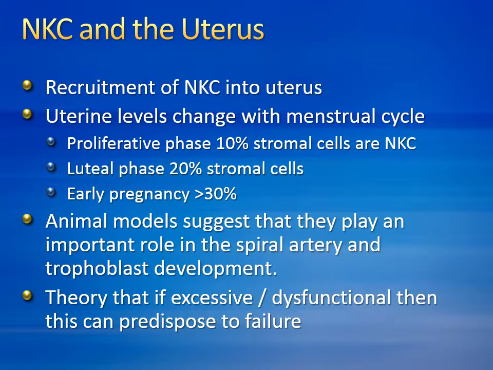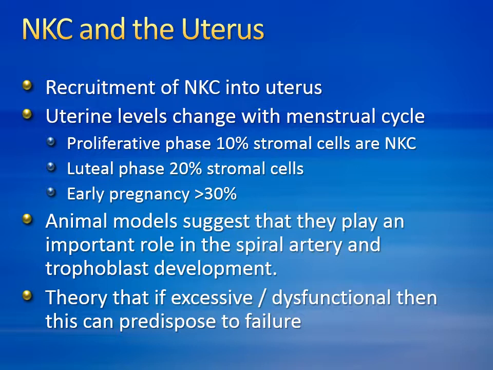A little bit more about what do we understand and know about natural killer cells in the uterus. Well, interestingly, natural killer cells are recruited into the uterus. The uterine levels of killer cells change dramatically with the menstrual cycle. So in the early part of the menstrual cycle, what we call the proliferative phase, only about 10% of stromal cells are natural killer cells. This will naturally increase as we go past ovulation into luteal phase, with maybe 20% of stromal cells being natural killer cells. And very quickly, in a case of pregnancy, this has been shown to increase to well over 30%, up as high as 70%.